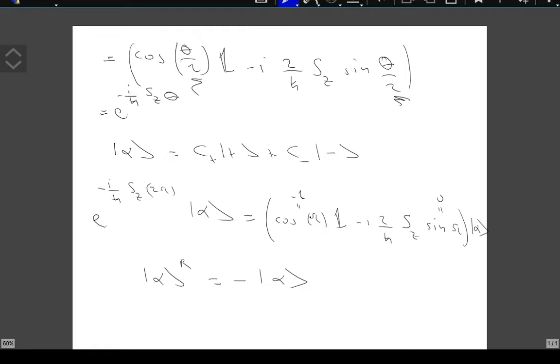Let me write it a bit more explicitly. 2 pi over 2. You see here we have rotation is theta over 2. In fact, that 2 is the reason why we get this minus sign in our ket. It's a property of spin 1/2 systems. Well, also for spin 3/2, spin 5/2, we will always get this minus sign.